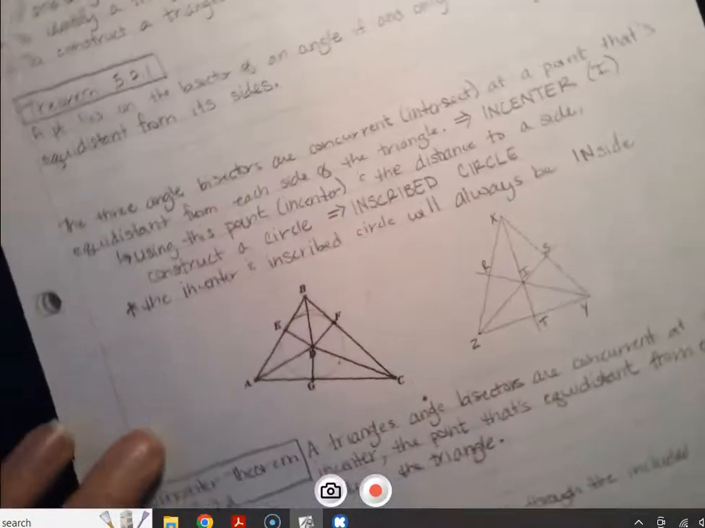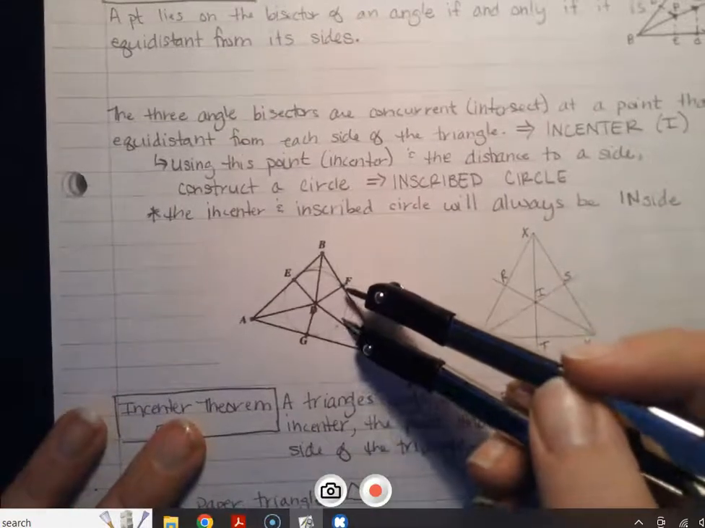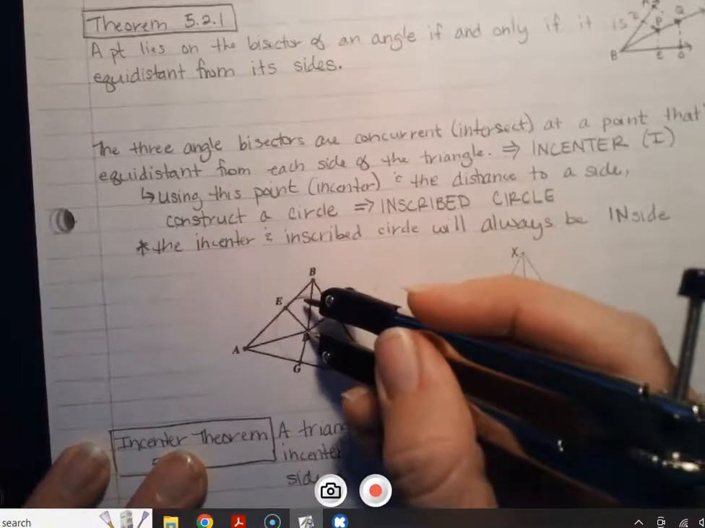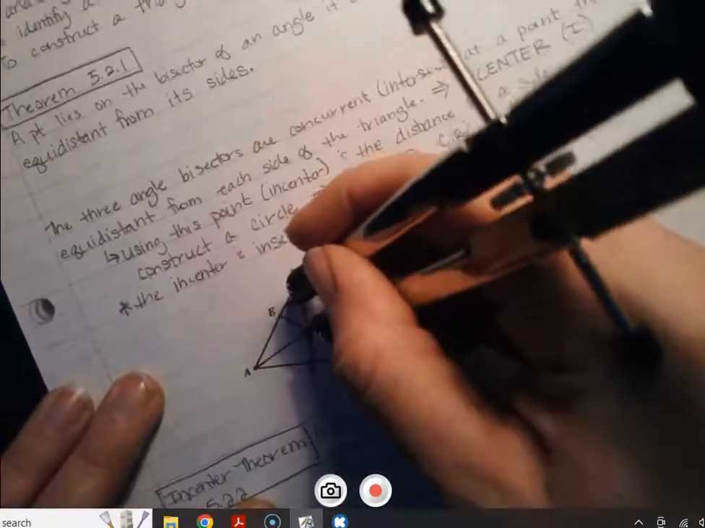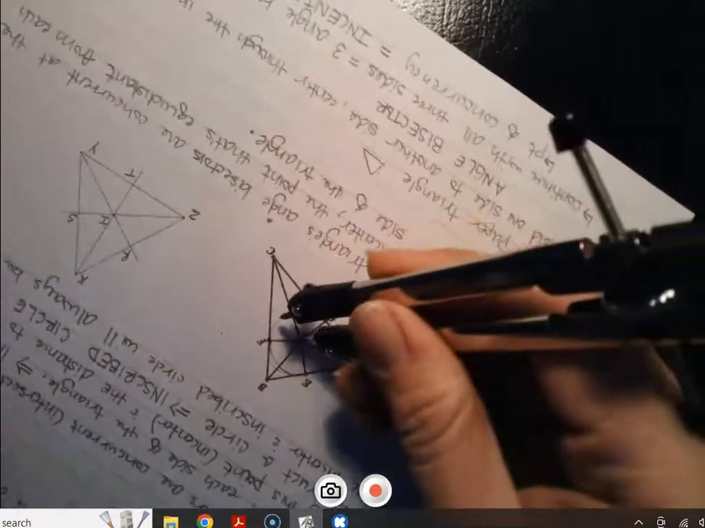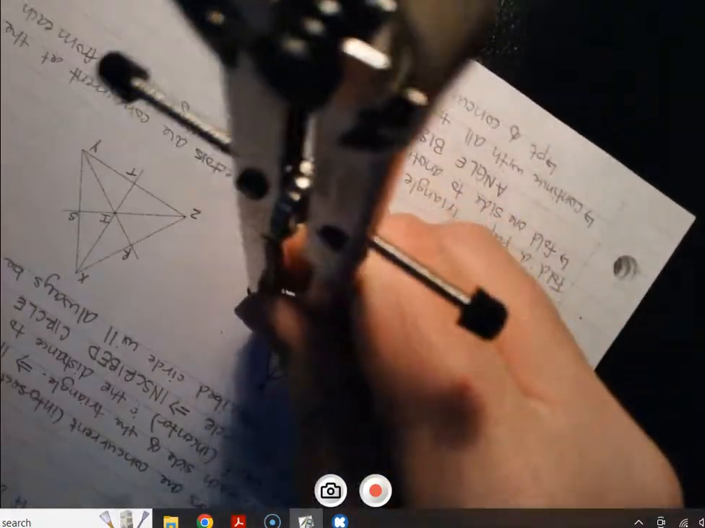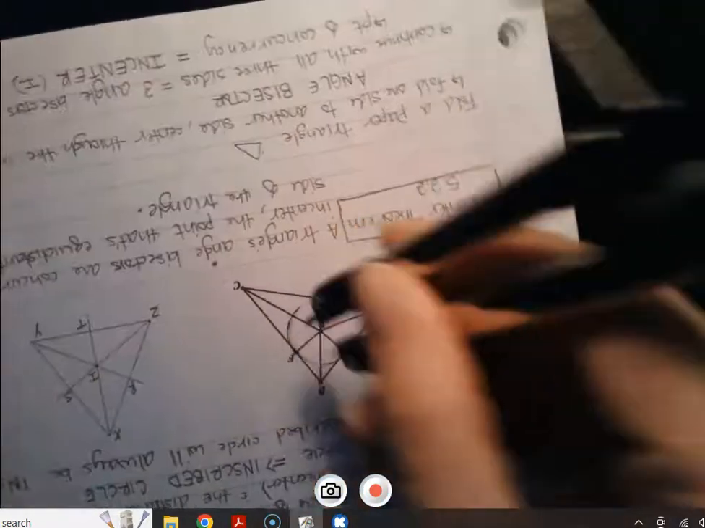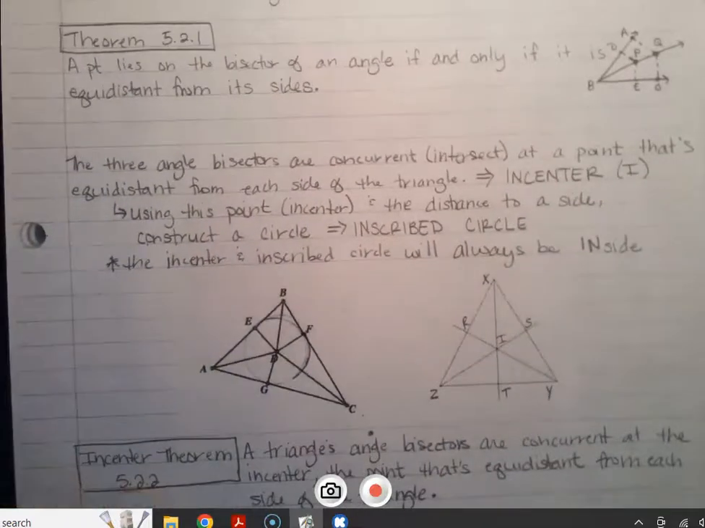Yep, so this circle is inside my triangle. I didn't make it very dark. That's my inscribed circle. My pencil doesn't want to write. The lead wants to fall out, it looks like. I'm having a good old time here. All right.